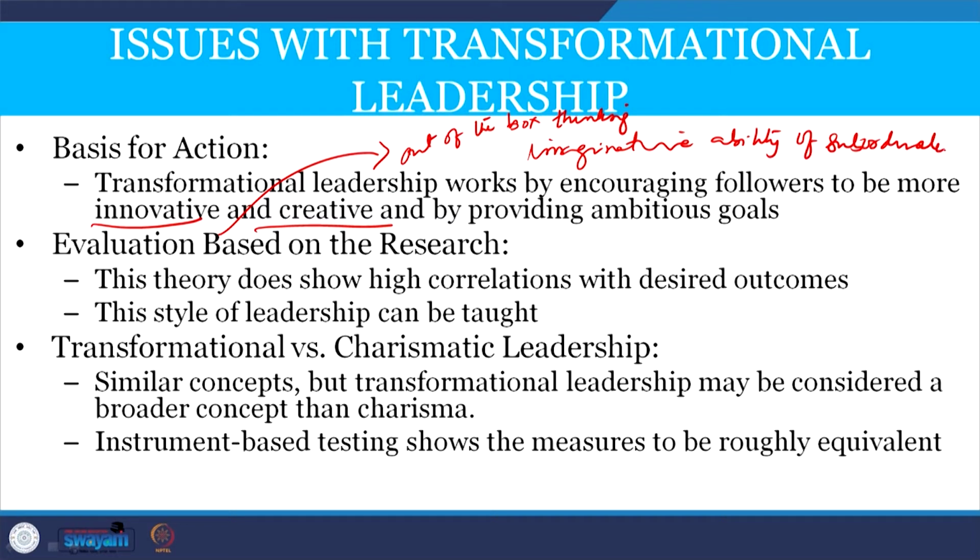So, by giving them challenging tasks, they can encourage them to develop their capability. Evaluation: based on the research, this theory does not show high correlation with desired outcomes. The style of leadership can be, so there is no correlation with the desired outcome. The objective of a transformational leader is to develop subordinates, but it will not necessarily lead to an outcome as aspired by the leader. So, this theory of leadership can be taught.